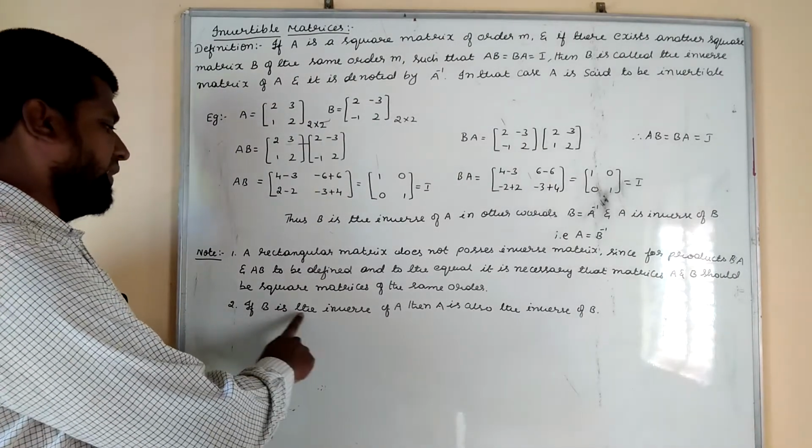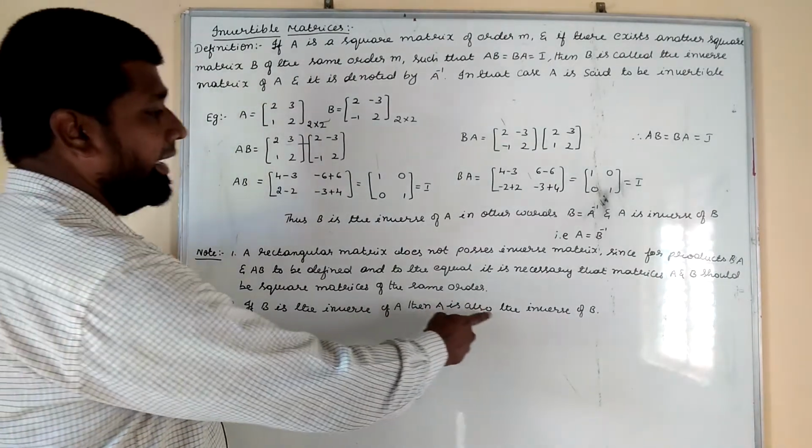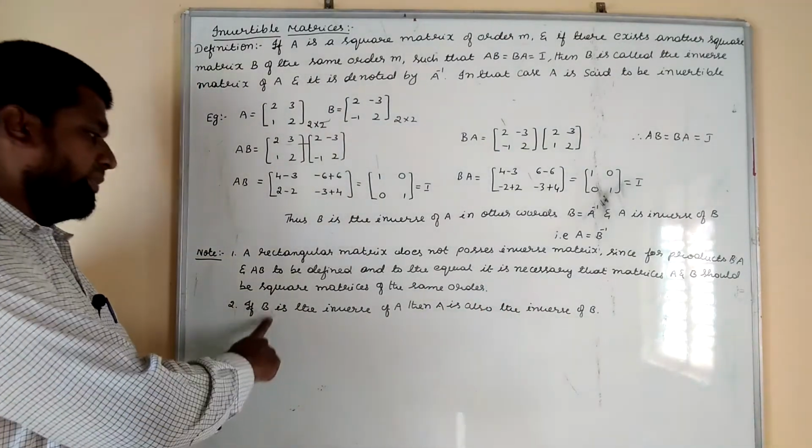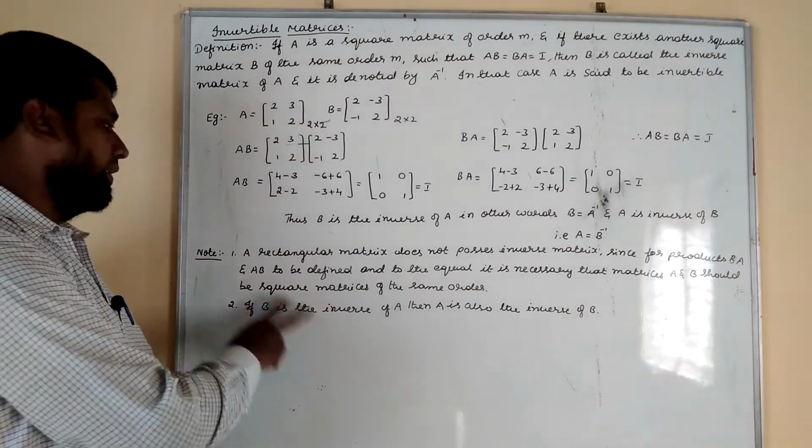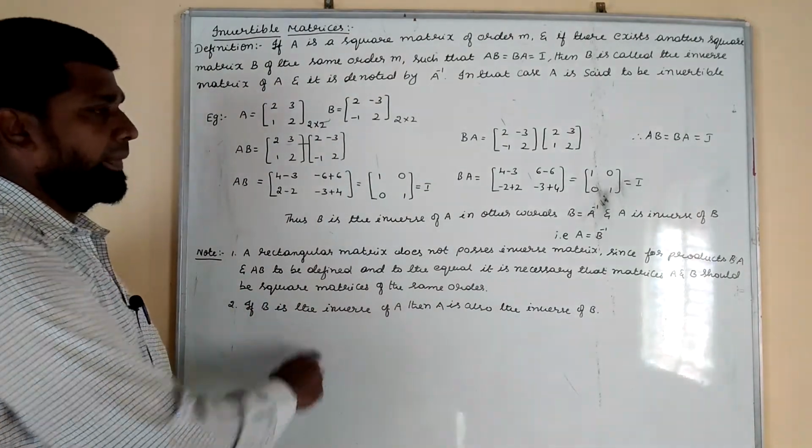The second point: if B is the inverse of A, then A is also the inverse of B. These are the two important points you should note down.